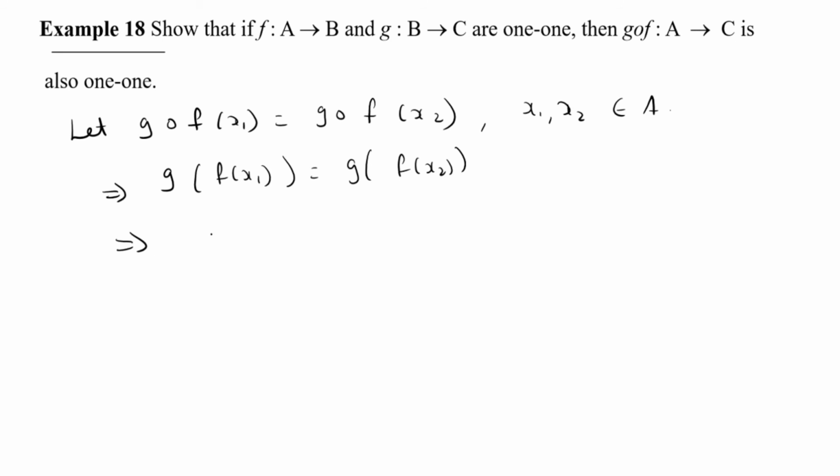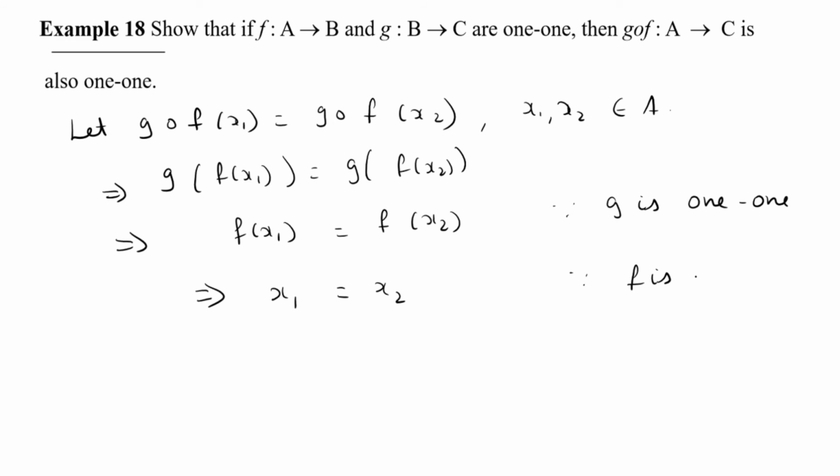So this implies f of x1 is equal to f of x2, since it is given g is 1 to 1. So since g is 1 to 1, we have g of f of x1 equal to g of f of x2 implies f of x1 is equal to f of x2. Since f is also 1 to 1, it means x1 is equal to x2. Hence, g of f is 1 to 1.